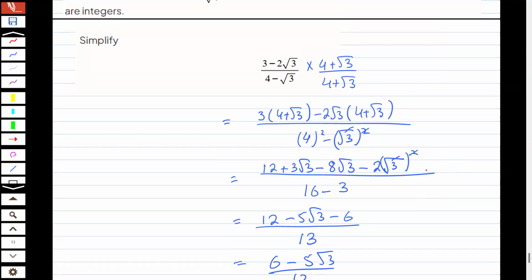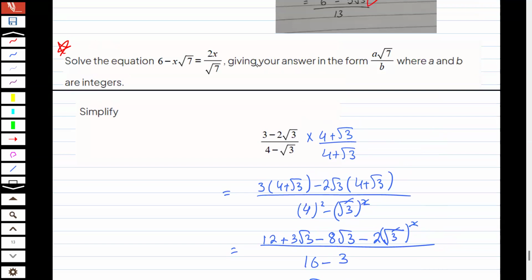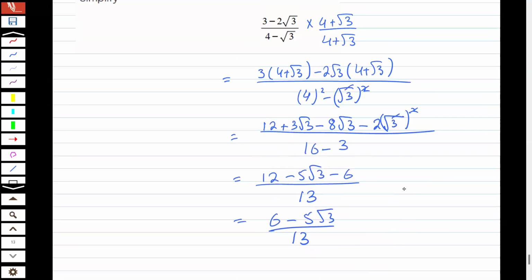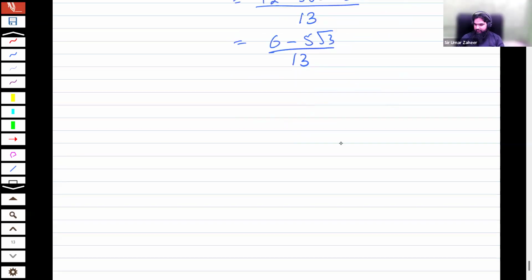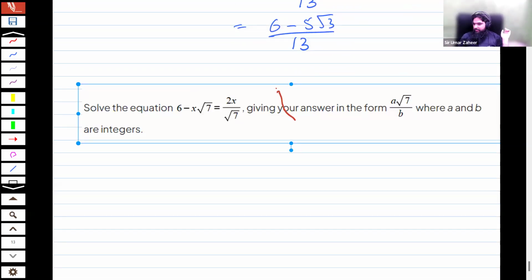Is it clear? Yeah, yeah, understood. I just made a mistake in the multiplying on the top. That's all. All right. No problem.